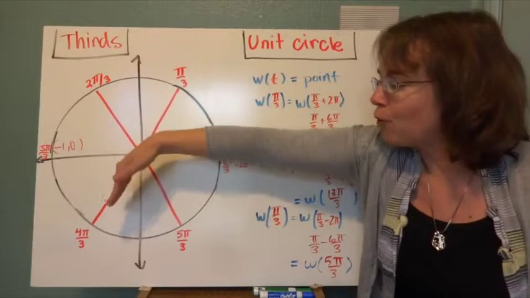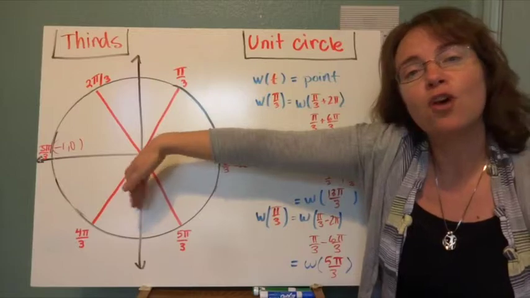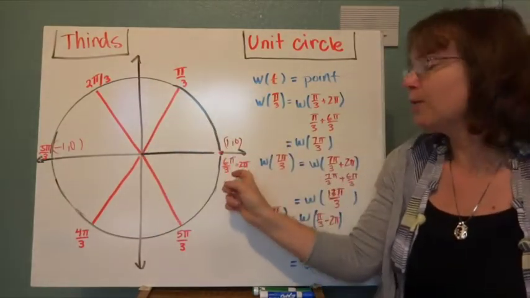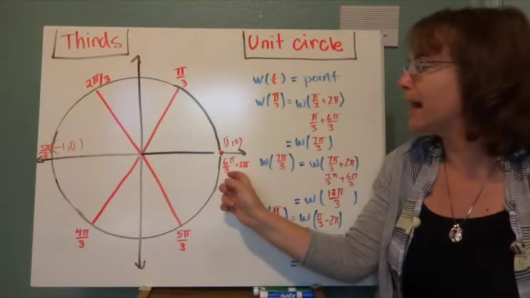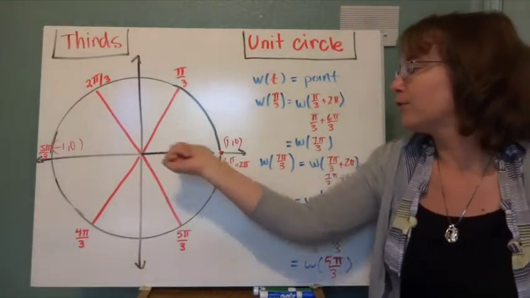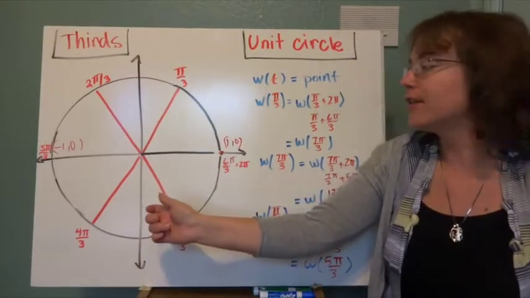And if we continue, 4 pi over 3, 5 pi over 3, notice we skip right over the y-axis. And then all the way up to 6 pi over 3, which we know of as 2 pi. So this is actually part of my third right here, the x-axis. My y-axis is not part of that third.